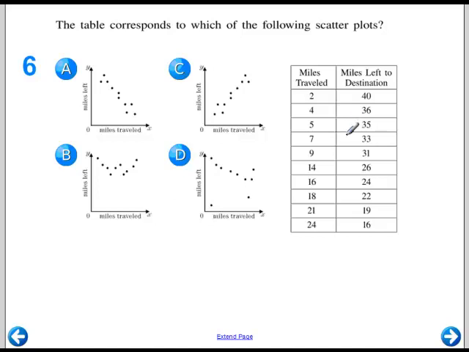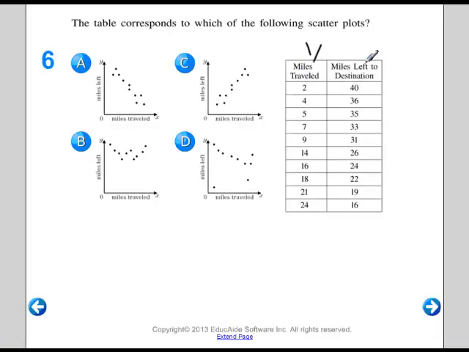Number 6, the table corresponds to which of the scatter plots? Well, we just talked about how the relationship between the x and the y, whether both of them are going up, or one goes up and one goes down, or there's no correlation, can tell us what the graph looks like. Well, let's look at these numbers. So we see here that this would be our x, and this would be our y. So look at the numbers. What's happening to our x column? We're increasing. So let's look at what's happening to our y column. 40, 36, 35, 33, oh, we're decreasing here.